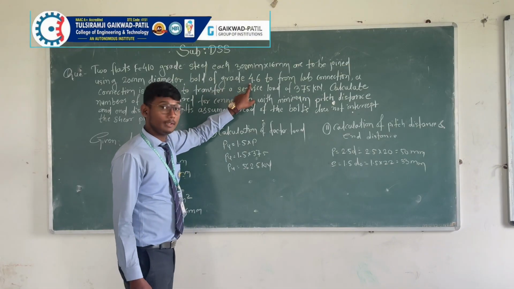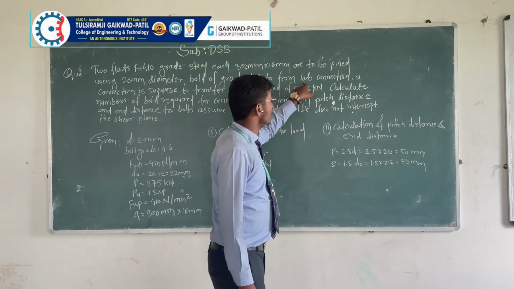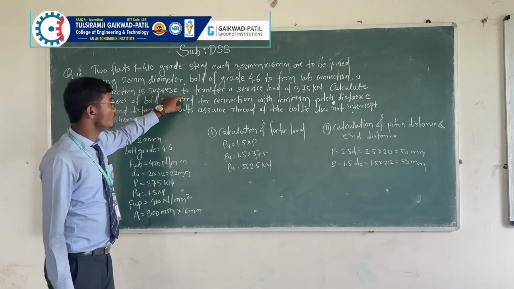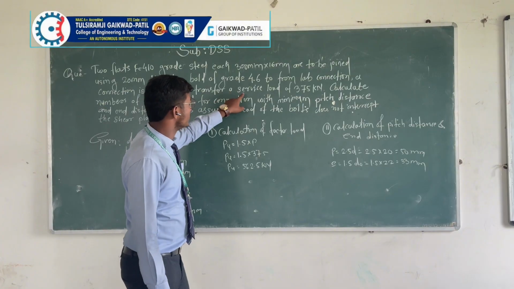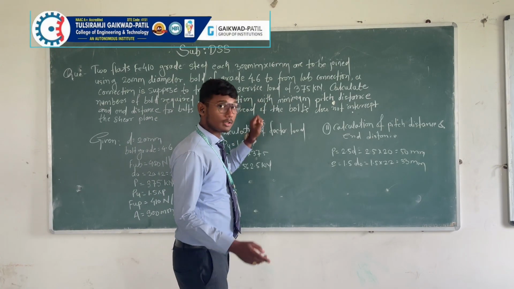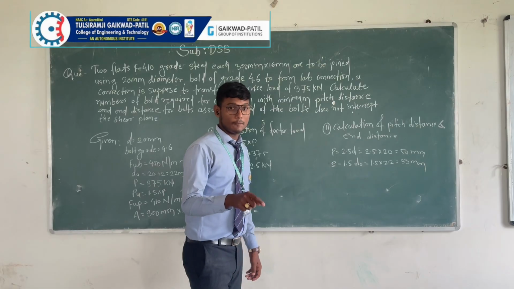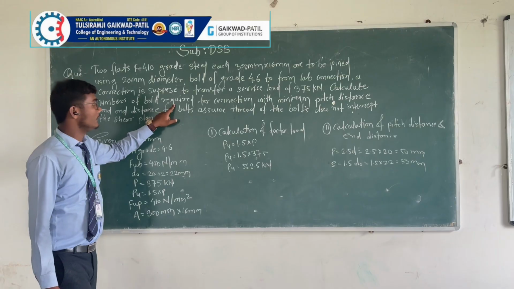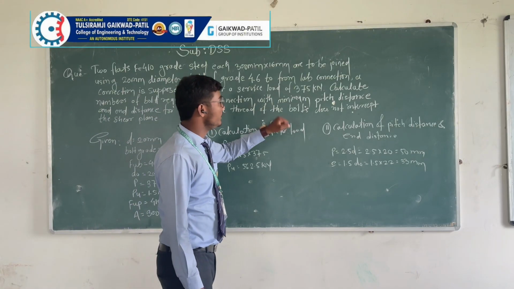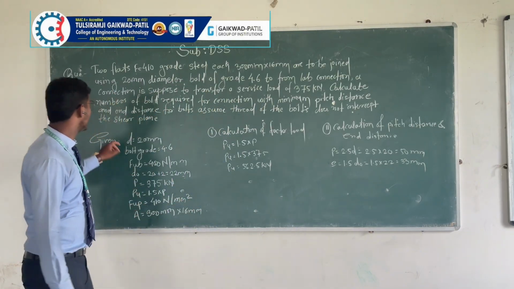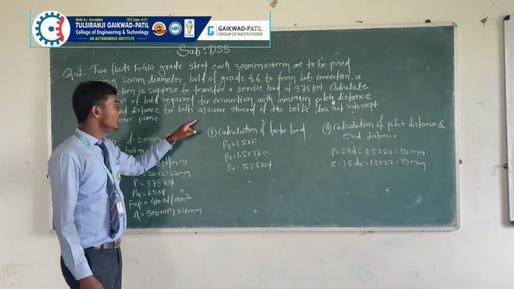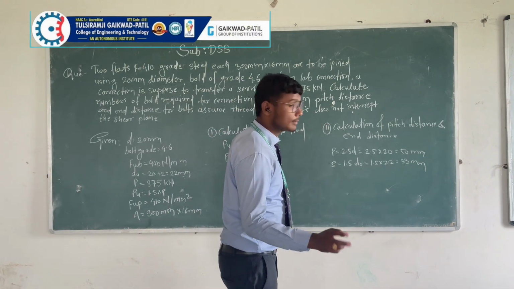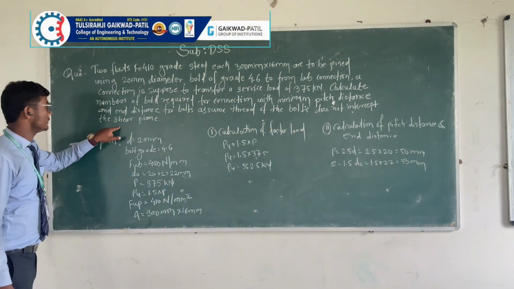Bolts of grade 4.6 are used in a lap connection. The connection is supposed to transfer a service load of 375 kilonewton. Calculate the number of bolts required for the connection, with minimum pitch distance and end distance for the flat. Also, the threaded part of the bolt should not intersect the shear plane.